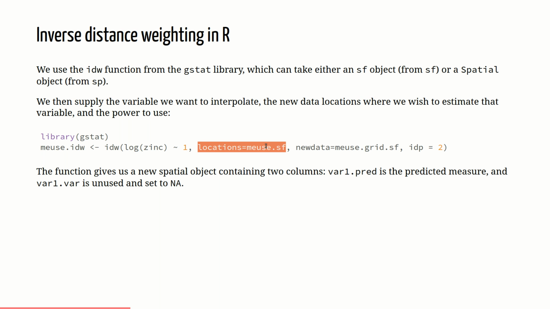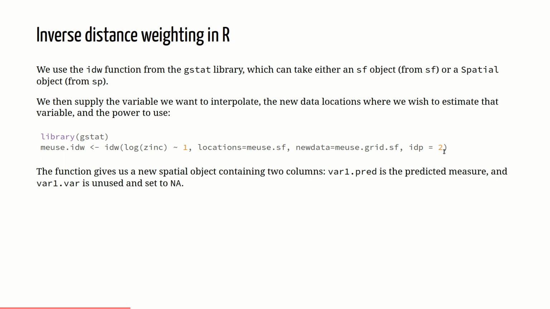Either will work. Then you have a new data set, which should also be a spatial object, which basically represents the locations that you want to interpolate to. So these are the locations you have measured zinc on. These are the locations that you don't have any measure of zinc, but you would like a measure of zinc. And then you have the power. By default it's set to 2, but you can play around with it if you wish.